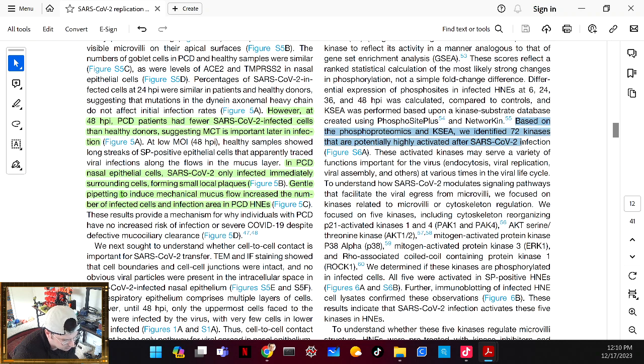So based on their analysis, they found 72 kinases that are potentially highly activated after COVID infection, which is good because we could use these as biomolecular targets.